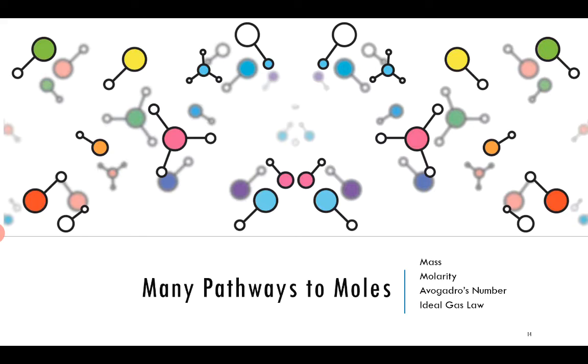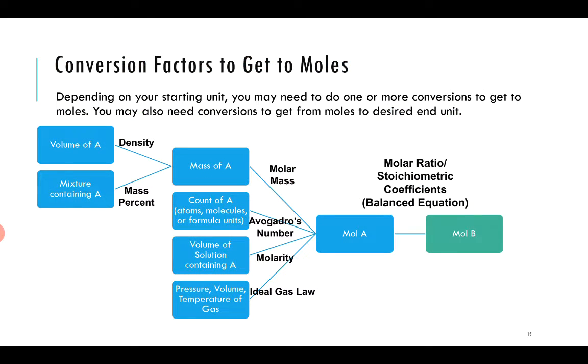Well, so far this semester, we have learned many pathways to moles. And so now it's time to pull all those different mole methods together so that we can wrap what we just learned with things that we've learned before. So you have many different pathways to get to moles from whatever starting unit you are currently at. So this is the one new conversion factor for chapter 11. All these other ones you have seen before.